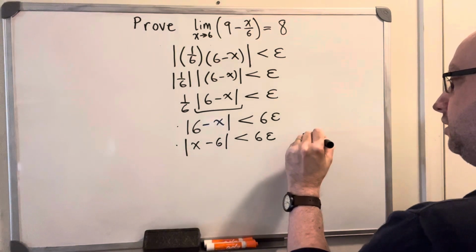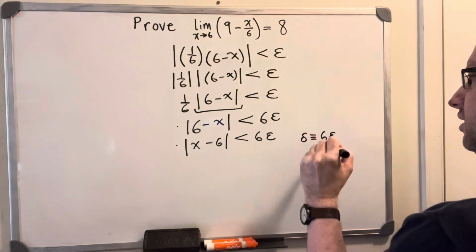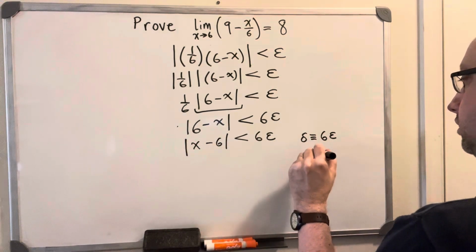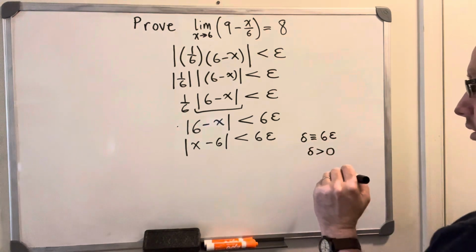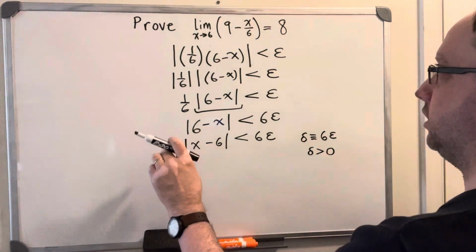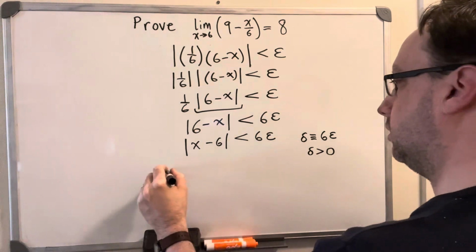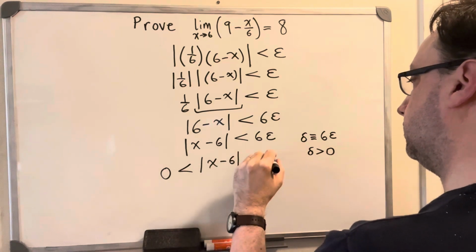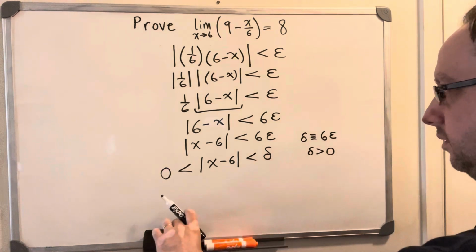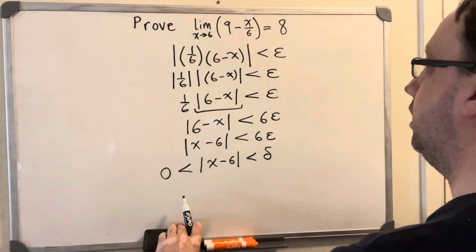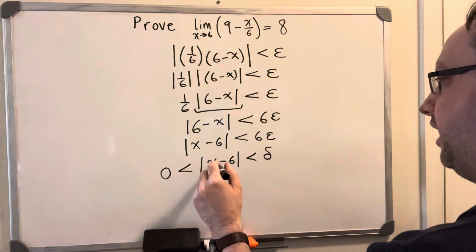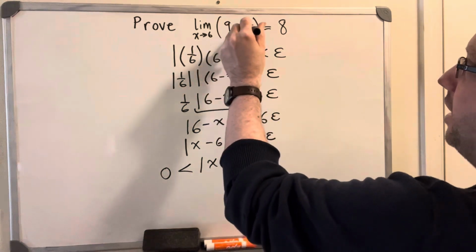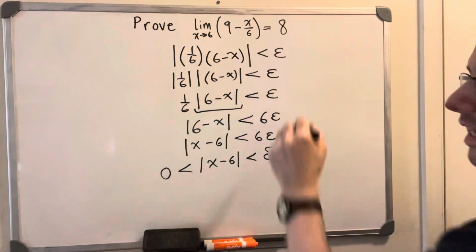Now we say let delta be the same thing as 6 epsilon. And also we add the constraint that delta is greater than 0, because we don't accept the situation where x is right at 6. Okay? This is good because this means that for any given epsilon, if x is within delta of 6, where delta is defined as 6 epsilon, then 9 minus x over 6 is within epsilon of 8.